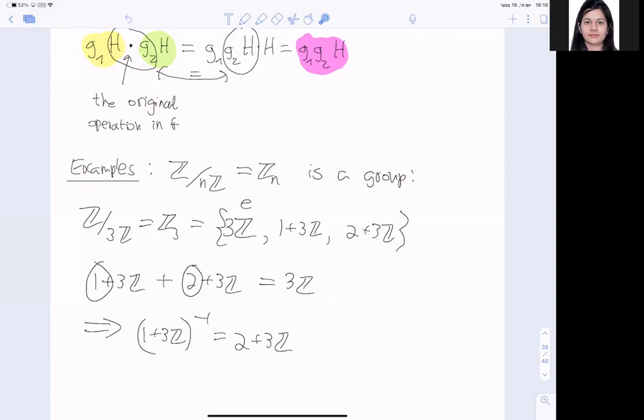I have a question. Yes. The coset, every coset will be a subgroup of G?